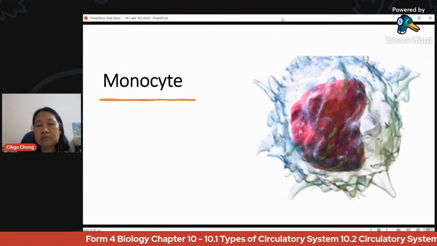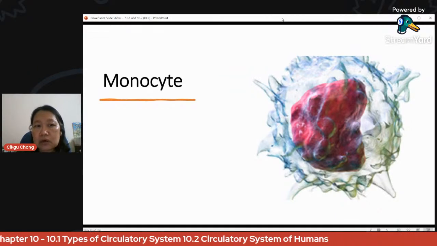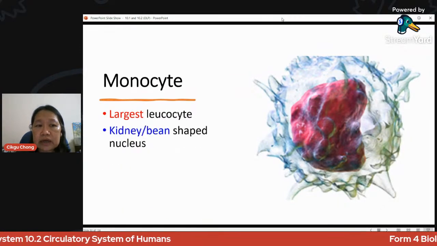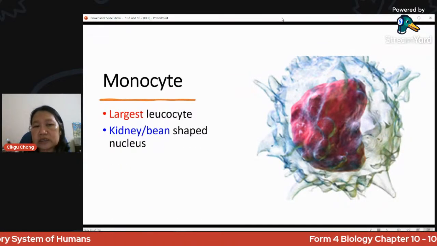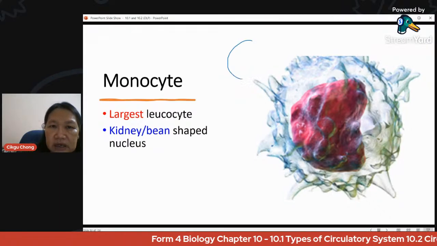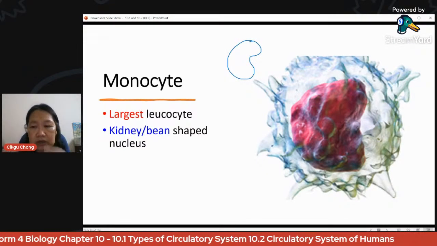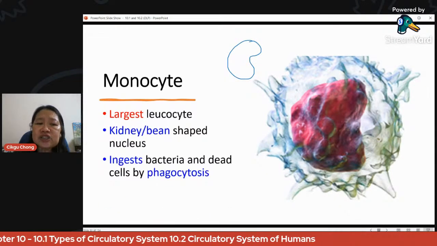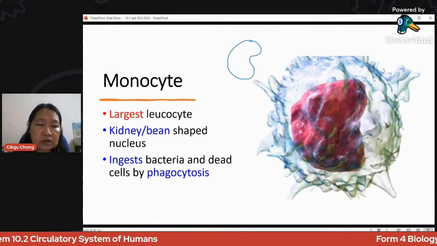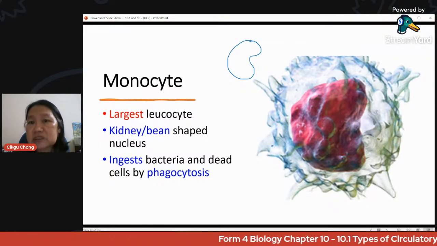Okay, then the last one, monocyte. This is the largest type of all the white blood cells. Okay, this is the largest leukocyte, and the nucleus has a kidney or bean shape. So it's something like this. The shape of the nucleus is big and also kidney shaped. All right, and it ingests bacteria. It kills bacteria. It has the same function as your neutrophil. So monocyte and neutrophil have the same function. They carry out phagocytosis.